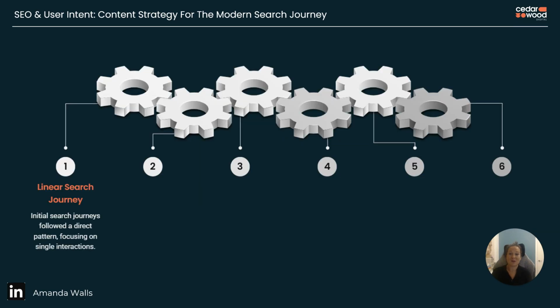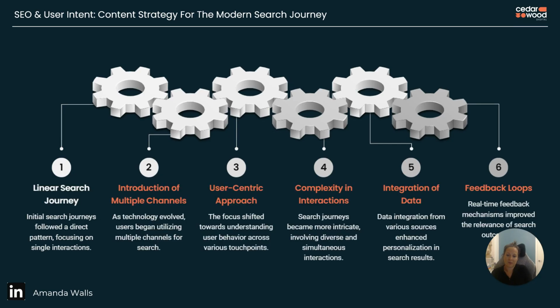Well, first we need to understand what that modern search journey actually looks like, and it's definitely changed over time. So let's go back to what the search journey used to look like. The search journey used to be quite linear. So it had kind of an initial search journey following a pretty direct pattern, focusing on single interactions, and then there was essentially a sale. Awareness, consideration, conversion, very straightforward, very linear, very clean. But it doesn't really look like that today.